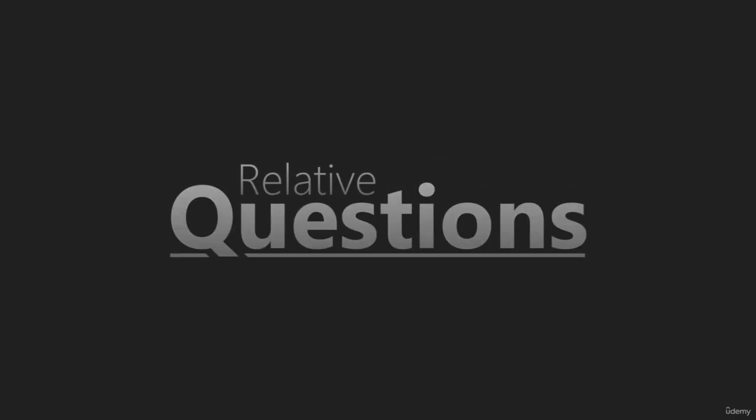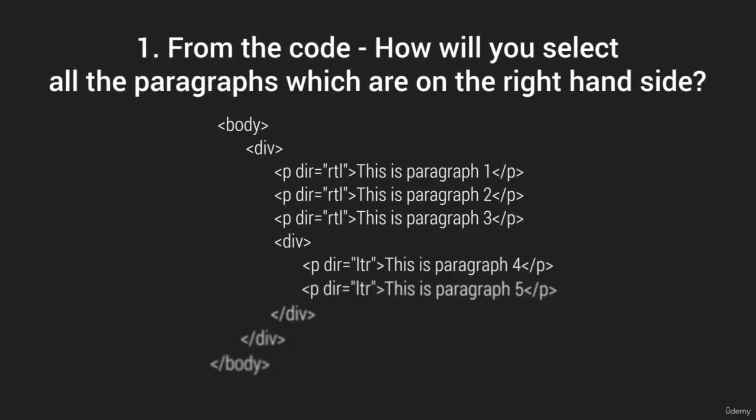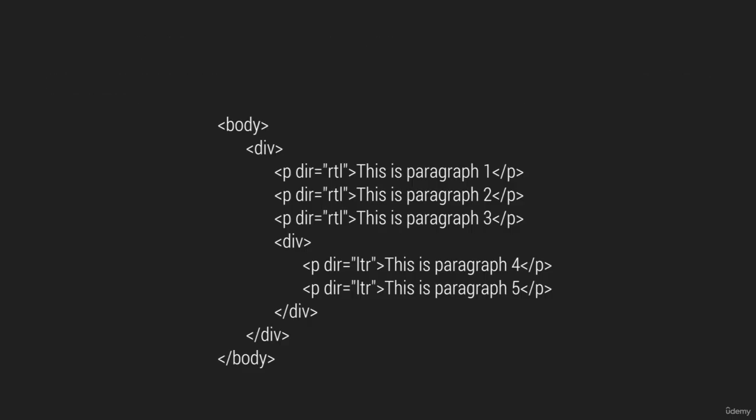So the first question is, from this code, how will you select all the paragraphs which are on the right hand side? Very simple. To select all the paragraphs which are at the right hand side, you'll write the CSS code. First of all, paragraphs, I'll say P, then putting a colon, I'll say dir, the direction. In the brackets, I'm going to say RTL.